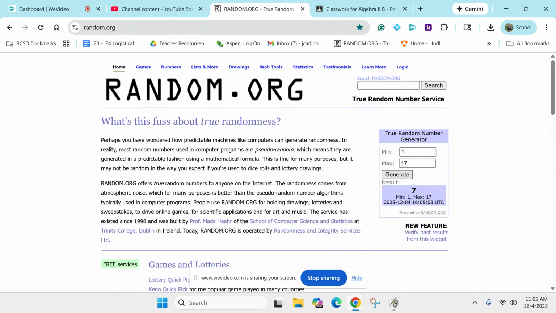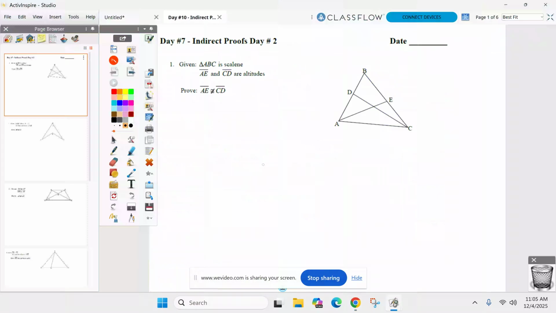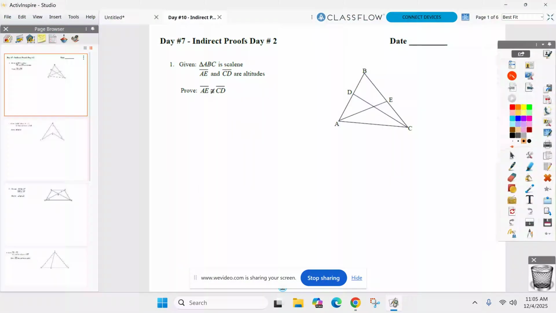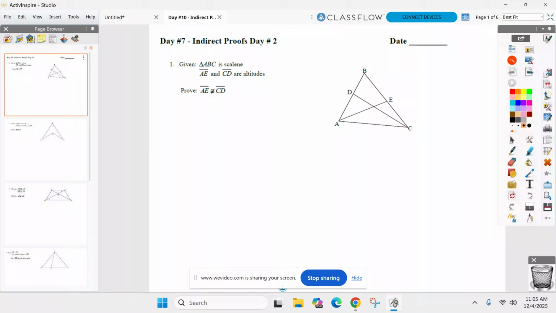What signals to me it's got to be done indirectly? Cam, how do I know? Proof statement is not. Perfect. Proof statement, proof something's not happening. Definitely got to do it indirectly.